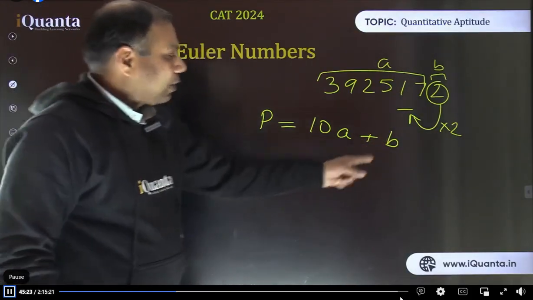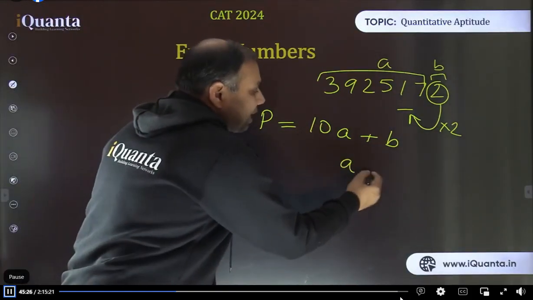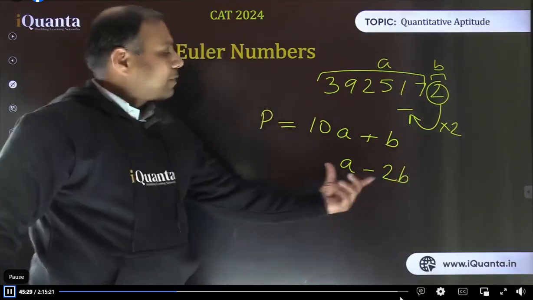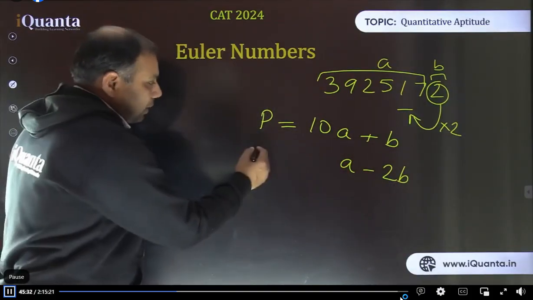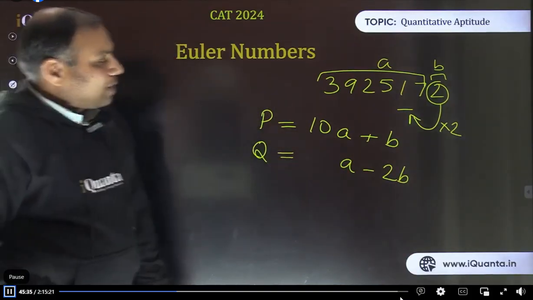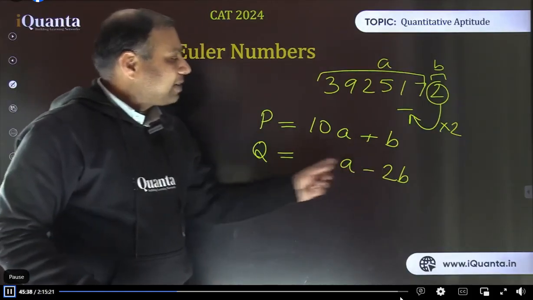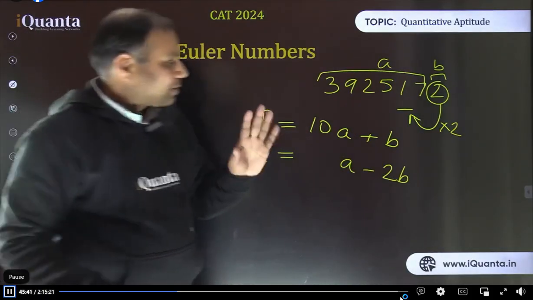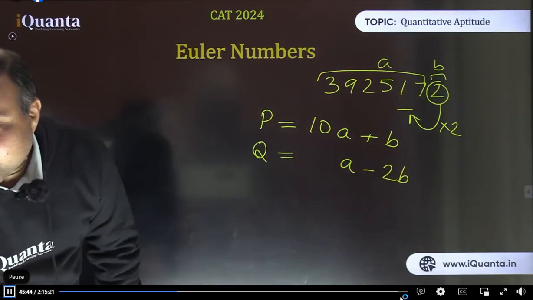So if I double it and subtract it from the remaining number, what I'm doing is a minus 2b. The new number formed is nothing but a minus 2b. Let's call it q. What we are saying is that if this number is divisible by 7, then this one is also divisible by 7, right? That was the only thing. Yes, seed number is the term for that. Riya, that's correct. Kumar, Akash, many of you are saying that.